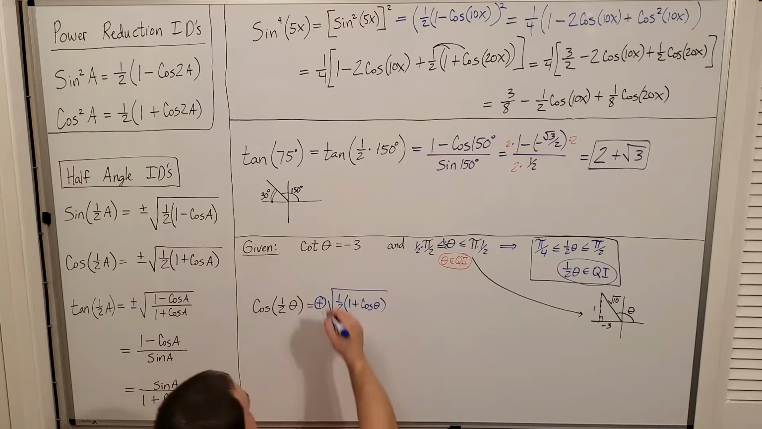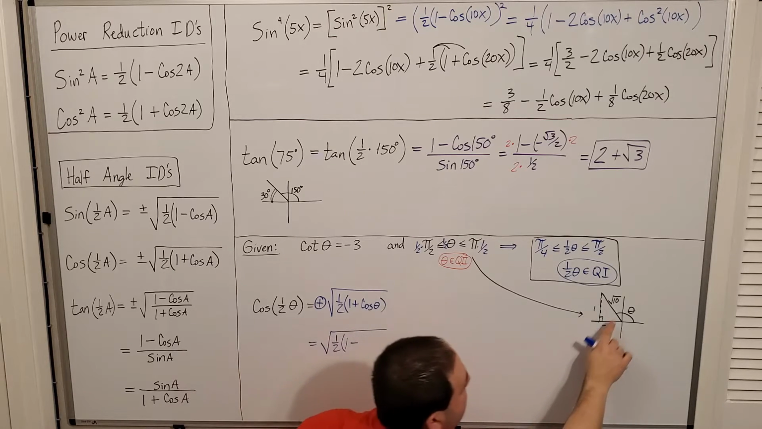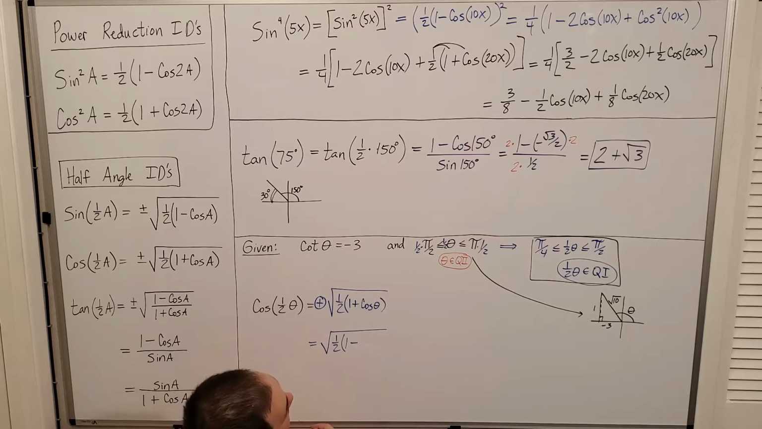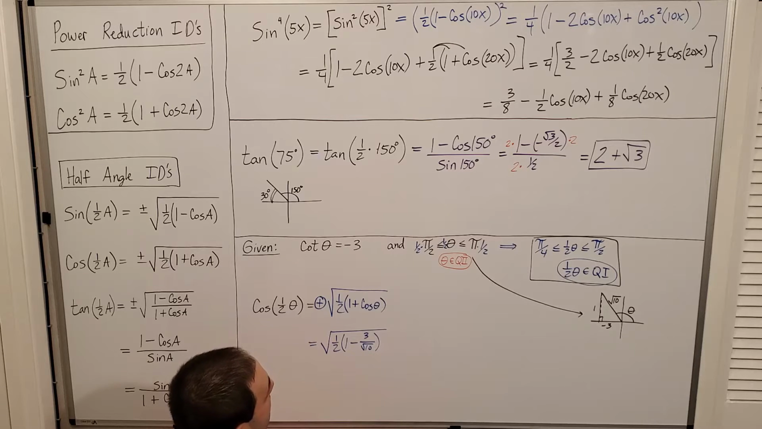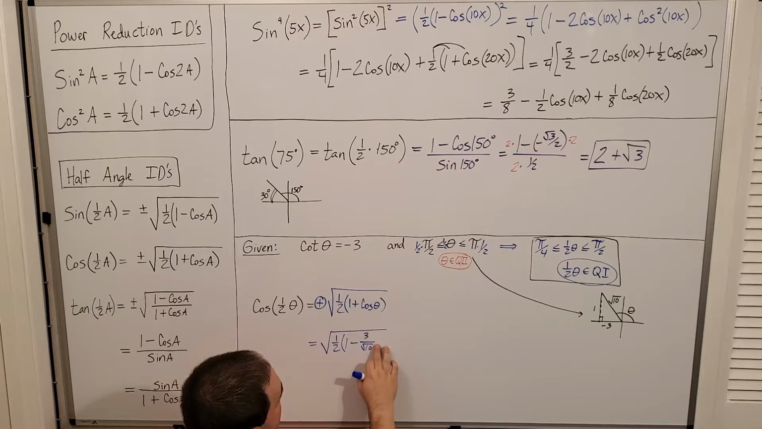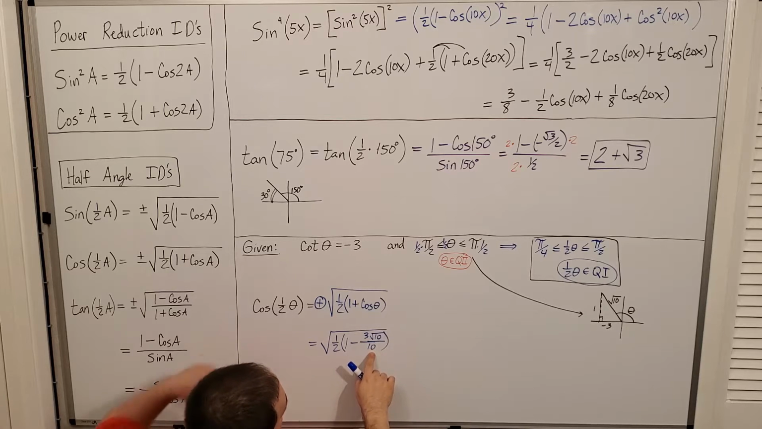So then this is going to be equal to 1/2 times 1 minus, right, because cosine here is going to be adjacent over hypotenuse, minus 3 over the square root of 10. Which, of course, I can go ahead and simplify out. This is going to be 3 square root of 10 over 10. Right? That's how I'm going to do my cosine there, by rationalizing it.